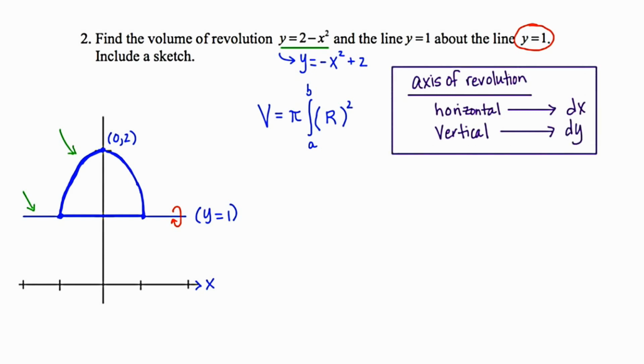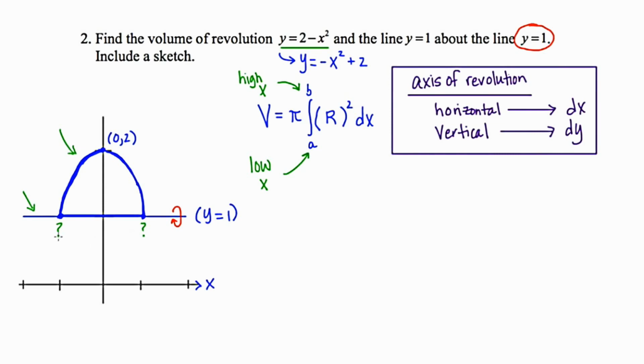So our axis of revolution in this case is y equals 1, it's horizontal, so this is going to be a dx problem. And what that means is that our limits of integration are going to be a low x over here on the bottom and a high x for the upper limit. So that presents the first problem. Here is our low x over here, and here is our high x over here, but we don't know what those values are.